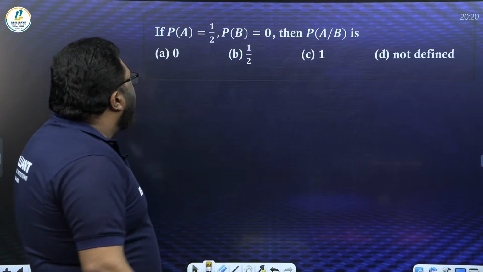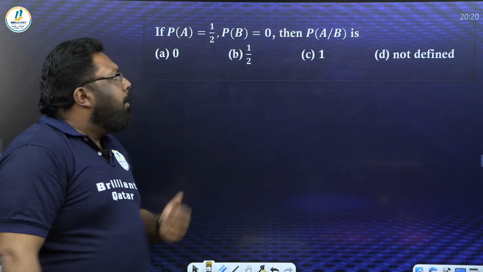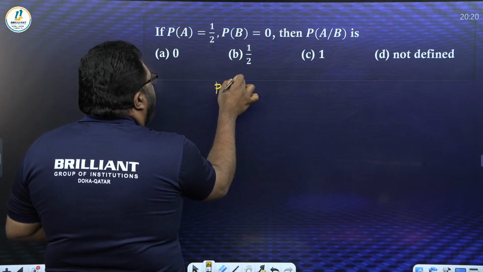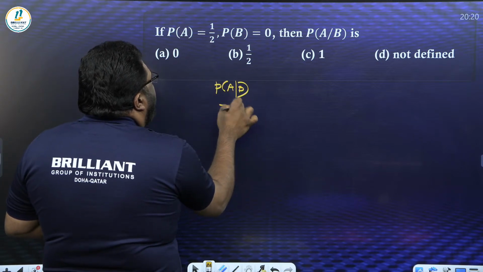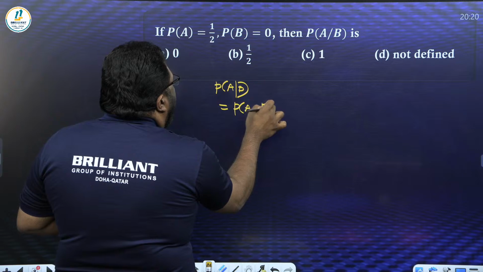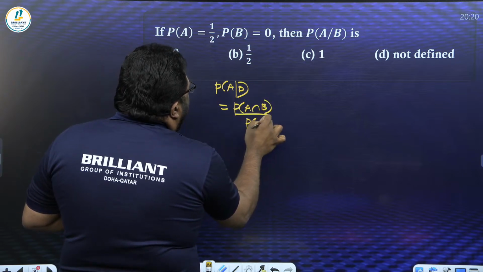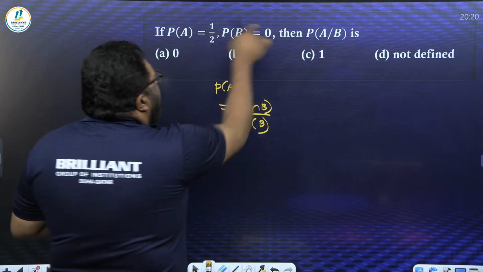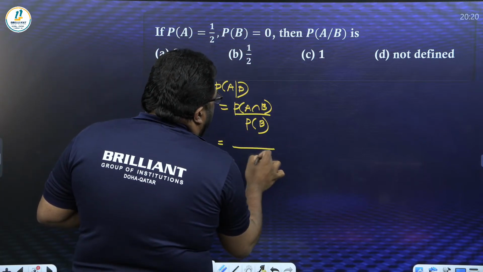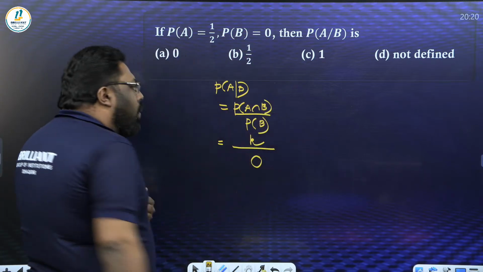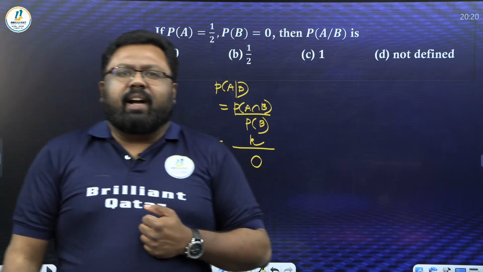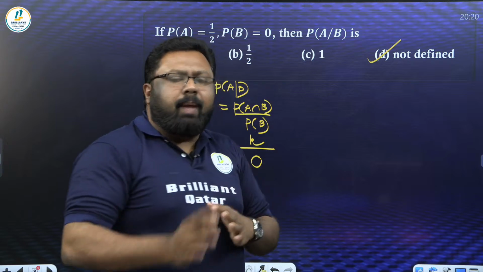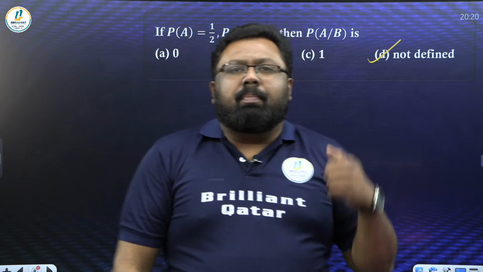Don't stay quiet. Okay, P of A is equal to 1 by 2. P of B is equal to 0. Then what's P of A by B? P of A by B is equal to P of A intersection B divided by P of B. I don't know what A intersection B is, forget about it, but I know that P of B is 0, so the denominator is 0. What happens if any constant is divided by 0? Definitely not defined. So P of A by B is not defined if P of B is 0.